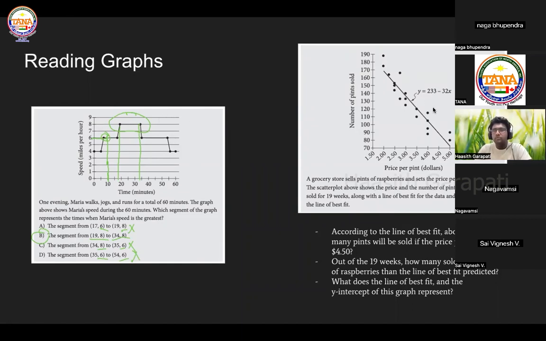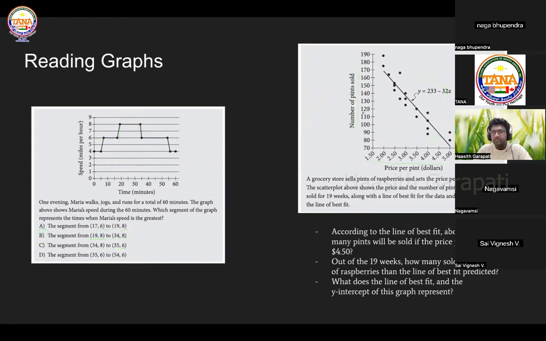Okay, so what does this line mean? Well, let's take a look at the x-axis. Okay, price per pint in dollars. So this is how much they make the raspberries cost. And then this is how many pints they sell. So as you can see, if we go right on the graph, then the value goes lower. So therefore, the more expensive the raspberries are, the less they sell.